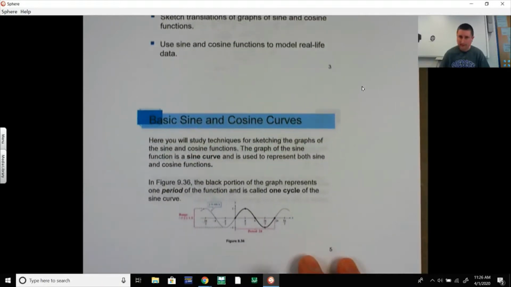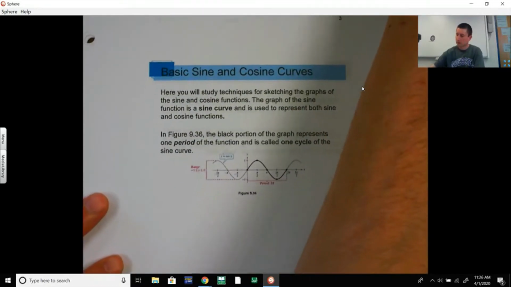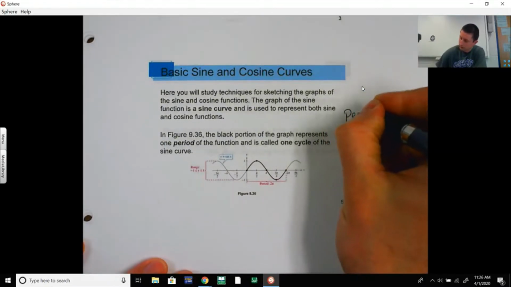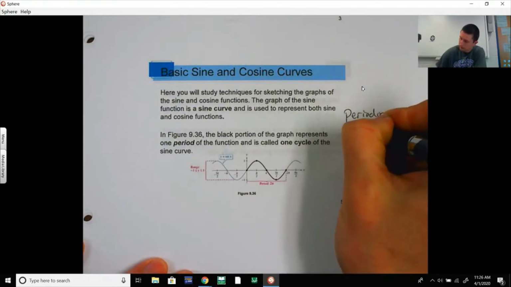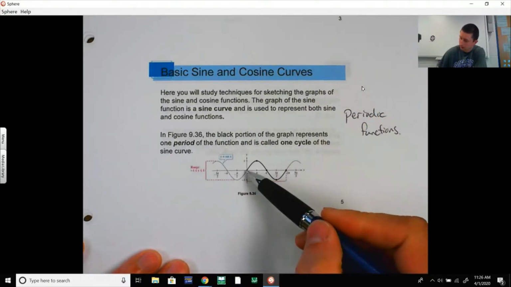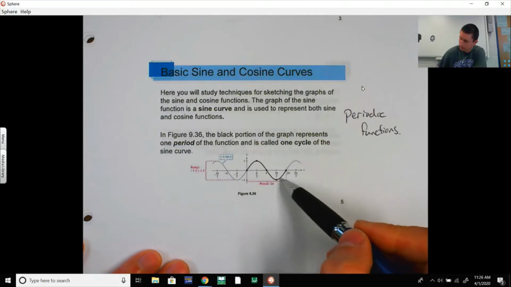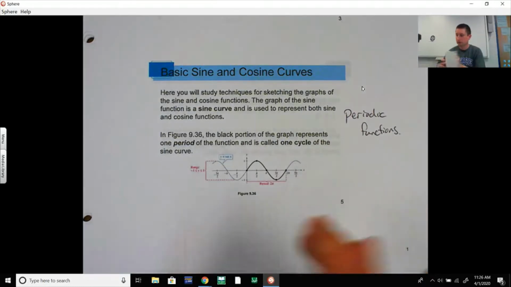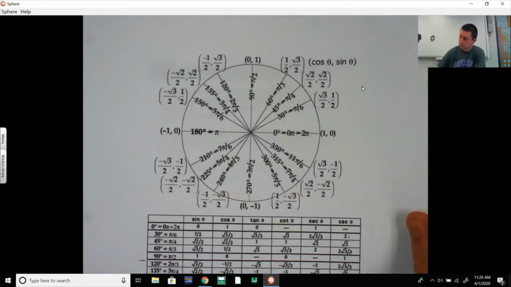So your basic sine graph is right here. Remember, sine and cosine are what we call periodic functions, which means they repeat themselves. They get the same y values over and over again. The graph goes up, then goes back down, and goes back up, and it just repeats itself over and over again. This comes from the unit circle and how things repeat themselves.